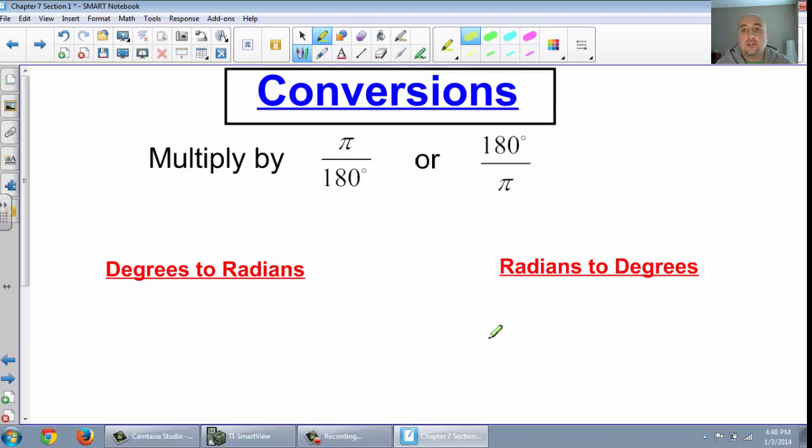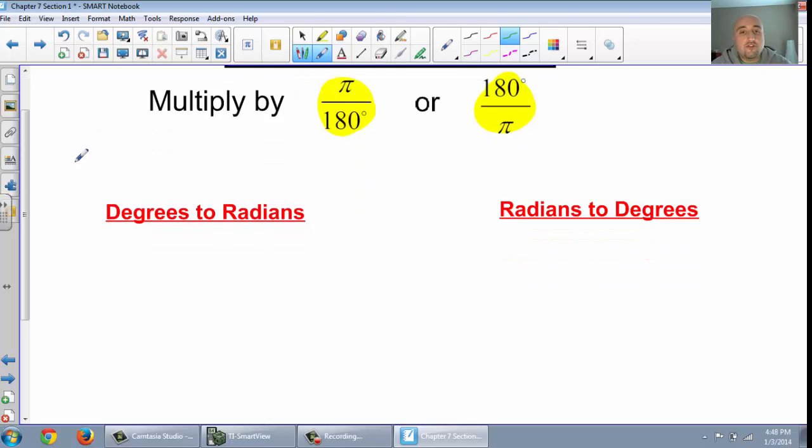All right, so we need to be able to convert back and forth from degrees to radians and radians to degrees. So we have two conversion factors: pi over 180 and 180 over pi. And there is a very simple way to tell which one is which. So let's do two examples, one of each. The first one, we're going to convert from degrees to radians. So let's say we have 30 degrees and we want to convert that to radians.